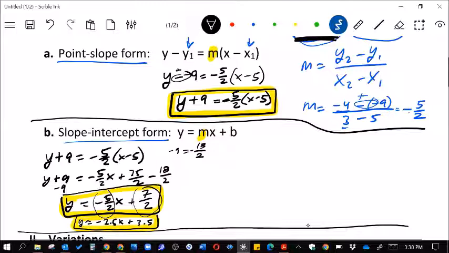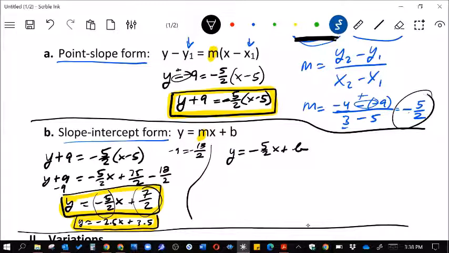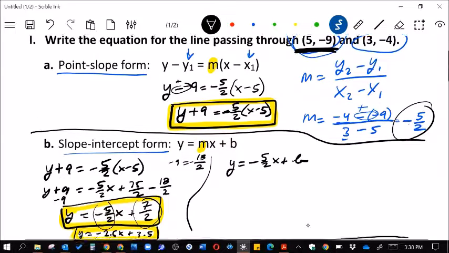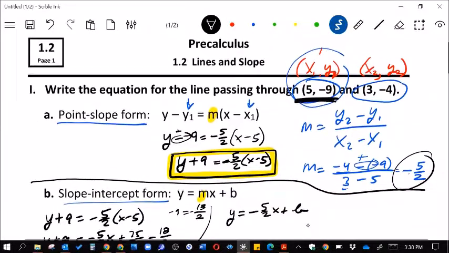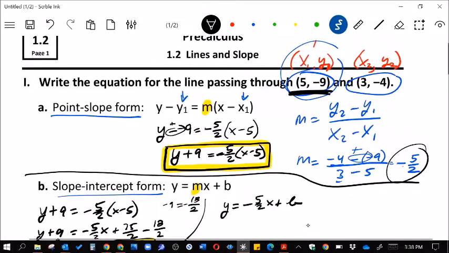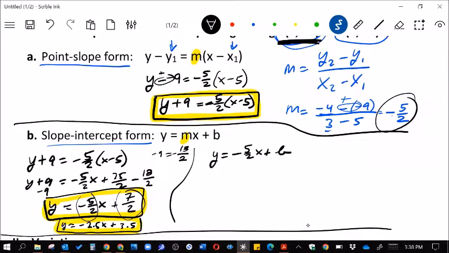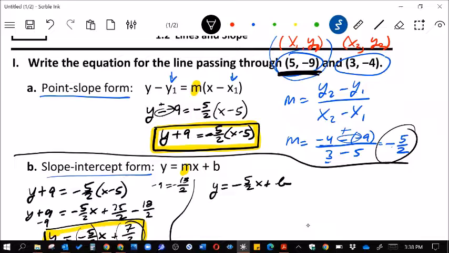Now let's look, though, at the other way to do it if we didn't have the point-slope form already ready for us. So what we want to do is y equals -5/2x plus b. We already found the -5/2, so of course we're going to use it there. And we can put any of the points in there. It can be the 5 and -9, or the 3 and -4. Doesn't matter. In fact, just because it's different, I'll put the -4 in for the y.